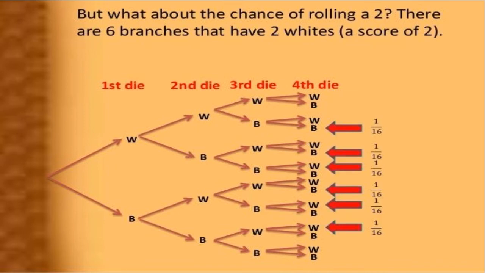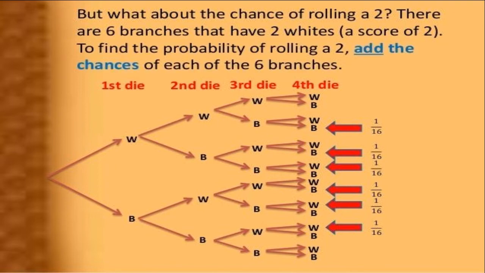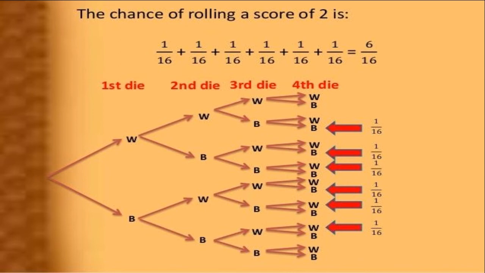Next, but what about the chance of rolling a 2? There are 6 branches that have 2 whites, a score of 2. To find the probability of rolling a 2, add the chances of each of the 6 branches. Then, the chance of rolling a score of 2 is 1 of 16 plus 1 of 16 plus 1 of 16 plus 1 of 16 plus 1 of 16 plus 1 of 16 equals 6 of 16.